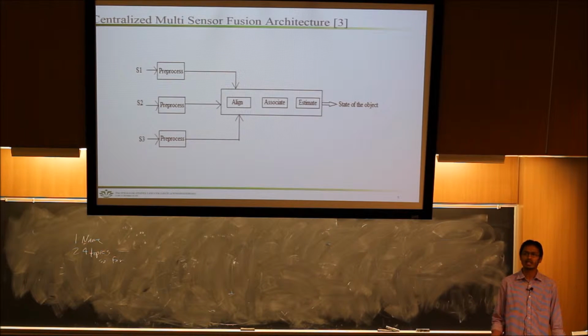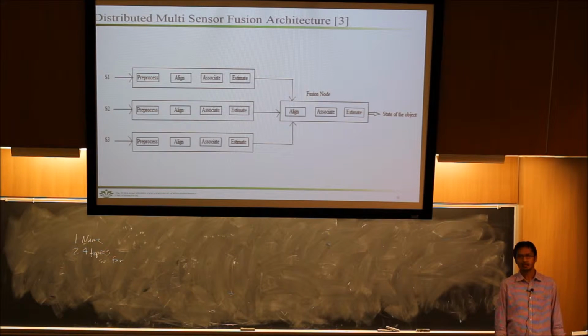The centralized fusion architecture, as the name suggests, has a single fusion node. Each of the sensors can do their own local pre-processing, that is noise filtering and correction, and you have the alignment, association, and the estimation. This falls under the terminology called the common representation format, wherein you convert all the data into the corresponding local frame, and then do the corresponding association and finally estimation.